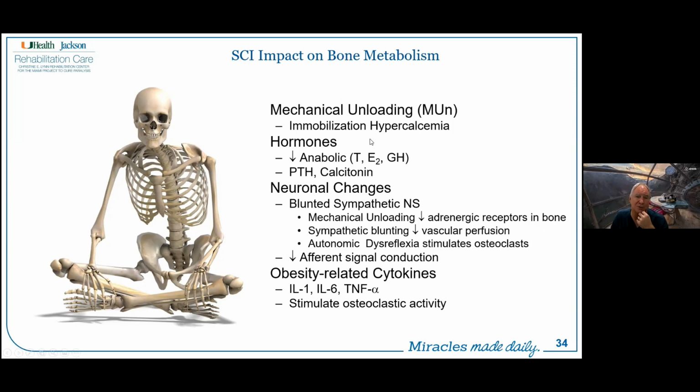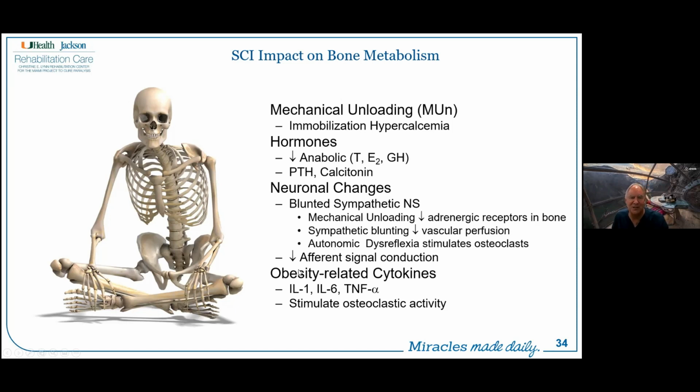Recognize again, the hormones are going to decrease, the anabolic hormones are decreasing after spinal cord injury. That's also going to reduce bone mass. There are neuronal changes so that you don't have the neurotropic influences, but as well, sympathetic blunting is going to decrease vascular perfusion of the bones. And on the converse, autonomic dysreflexia is going to stimulate osteoclastic activity that further reduces bone. We have a reduction in afferent signal conduction. So all of those things are going to contribute.